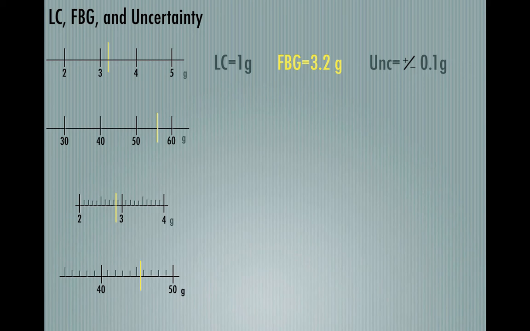Okay, the next one is a little different, but the space between the tick marks looks approximately the same. But in this case, the adjacent tick marks are 30 and 40. So instead of a least count of 1 like we had before, what's the least count in this one going to be?